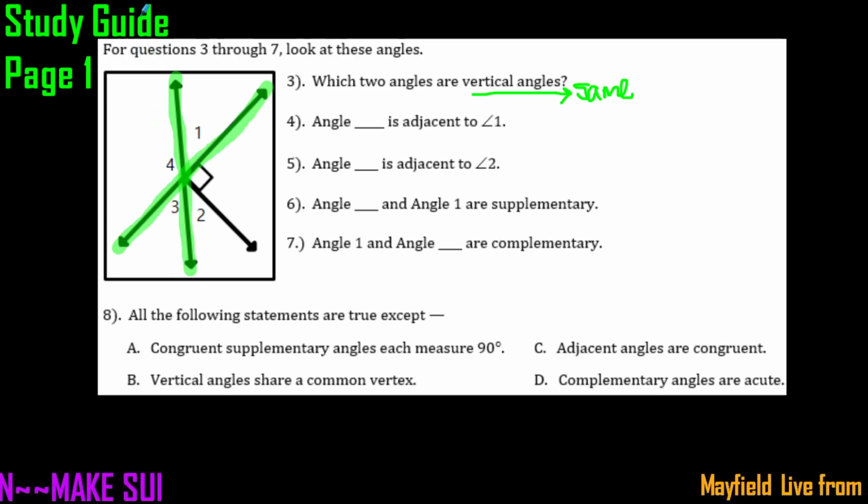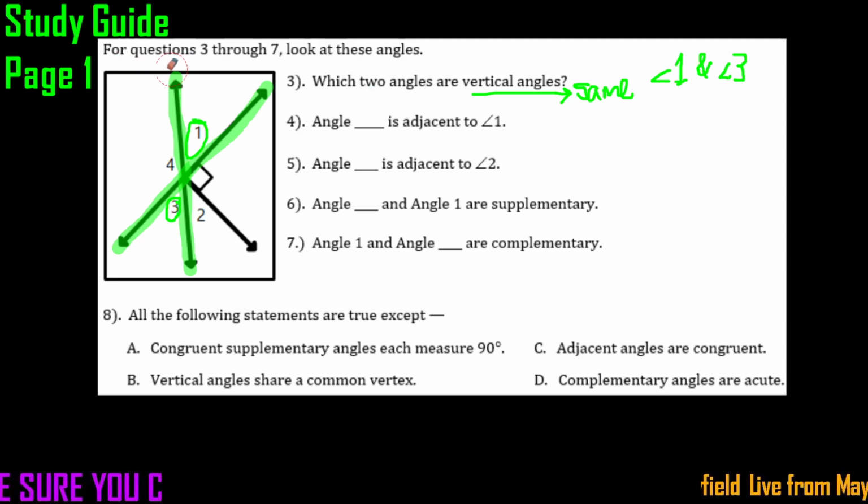So I have two line segments that form an angle, and they should form the same angle across from it. So we see that angle 1 and angle 3 are opposite of each other. That means they are the same. So we're going to say angle 1 and angle 3 are vertical angles.